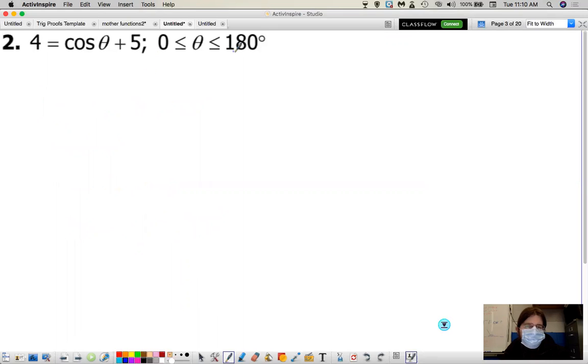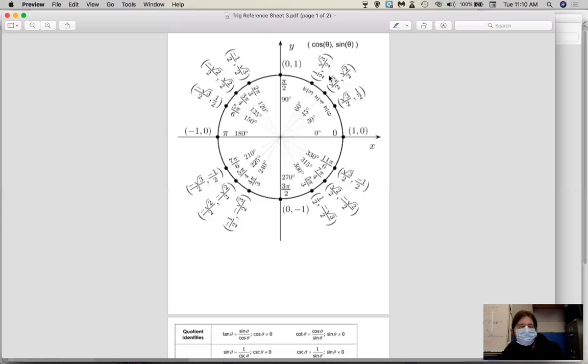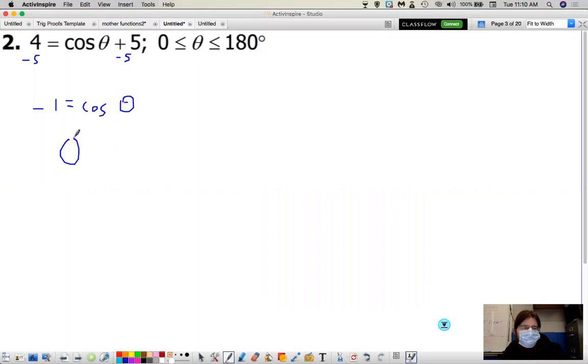All right, 0 to 180 this time. Still degrees, but this time we're only looking at the top half of the unit circle. I need to get cosine by itself. Subtract 5 from both sides. So negative 1 equals cosine of theta. Check the unit circle. Where does that happen? Right here at 180. Cosine is negative 1 at 180. So theta is 180. And yeah, negative 1 plus 5 is 4. Don't need a calculator to check that.